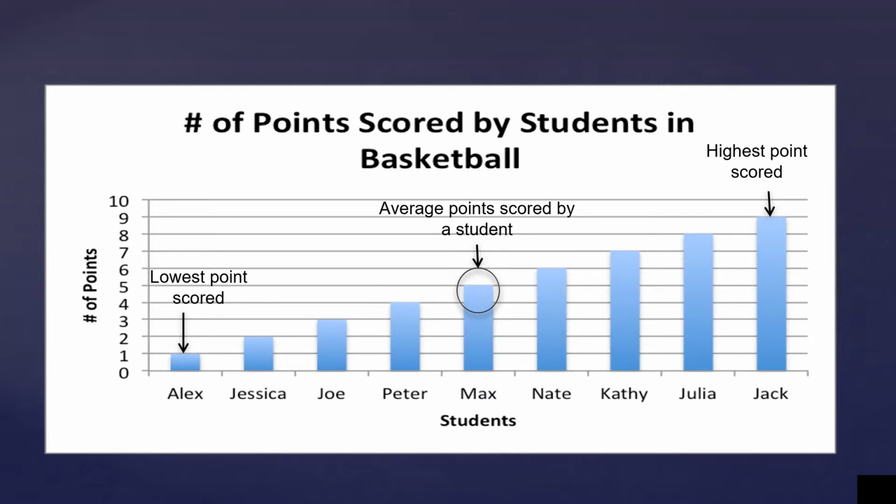Alex scored the lowest point, which explains why he is farther away from the average points scored. On the other hand, Jack scored the highest point, which explains why he is also farther away from the average points scored. So class, although the points scored by Alex and Jack represent a large distance from the average points scored by students, Alex scored 1 point, which indicates a greatly lower score than the average point scored of 5. However, Jack scored 9 points, and this represents a greatly higher score than the average point scored of 5.